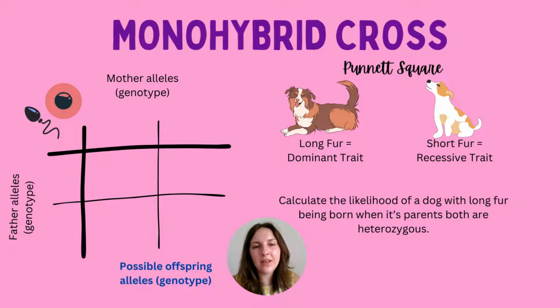And then here we go. It says, calculate the likelihood of a dog with long fur being born when its parents both are heterozygous. Now, notice in this question, they've not given you the meaning of heterozygous. You've got to remember it. So heterozygous, hetero meaning different. You know that both those parents therefore have different alleles, so one of each. So let's do this together now.